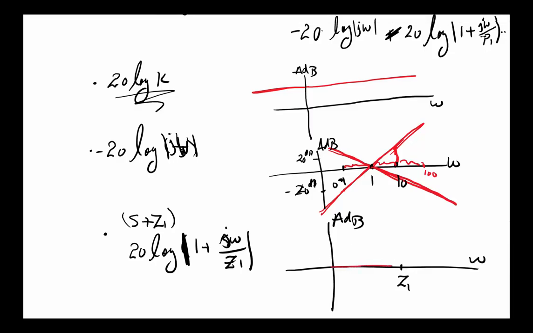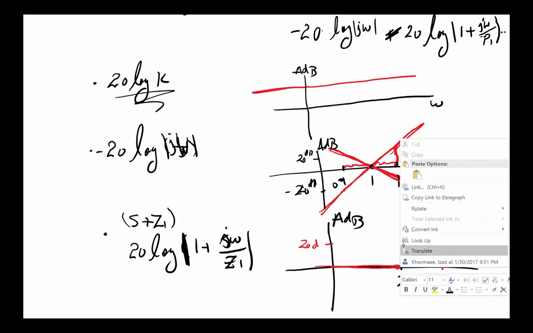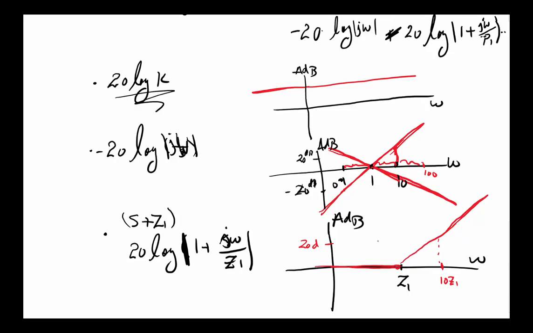It will stay on zero until it comes here. Once it reaches here, it starts to increase, and at 10 z1 it increases by 20 dB, and it keeps going like that. Nothing is happening till it gets to z1, because log of 1 is 0, so it stays at 0. At 10 times z1, you have 1 times 20, since log of 10 is 1, so it has already gone up by 20 dB. When you go 10 more, it's going to be 40. This goes on forever.